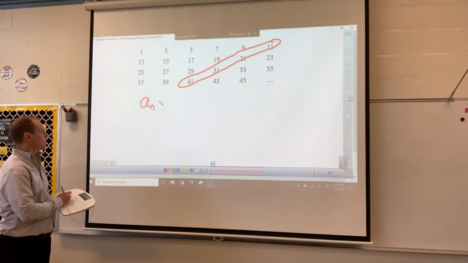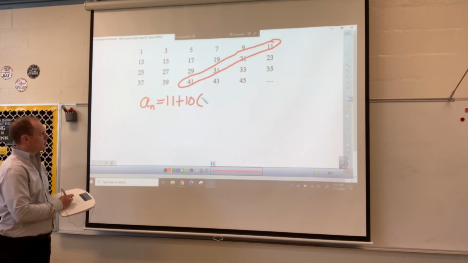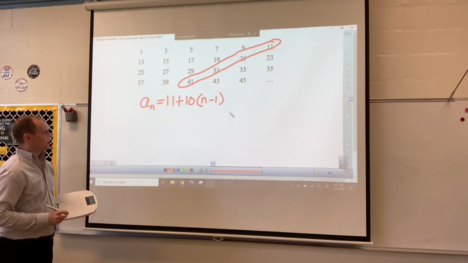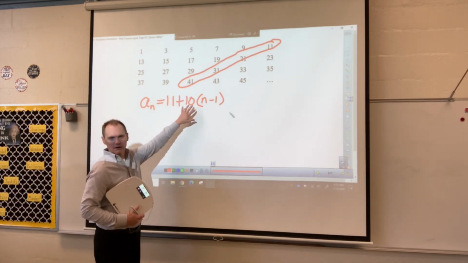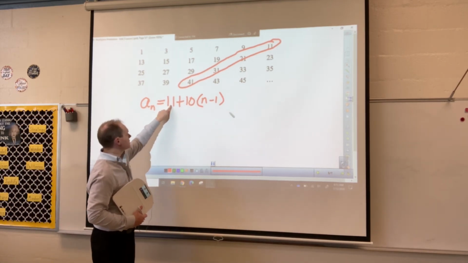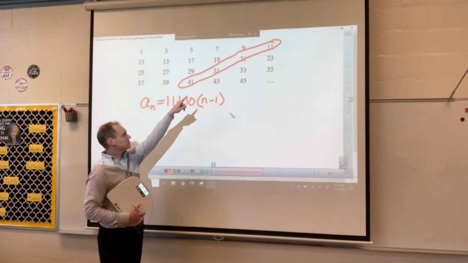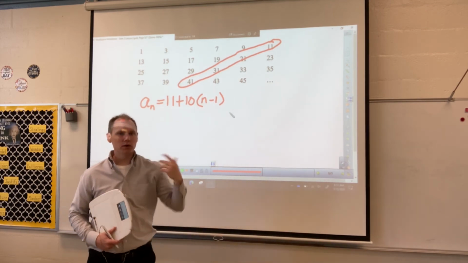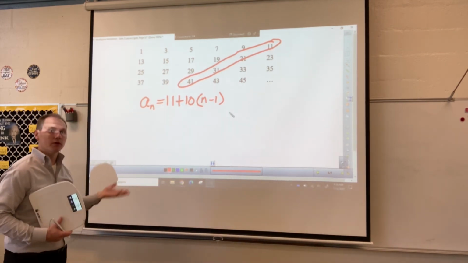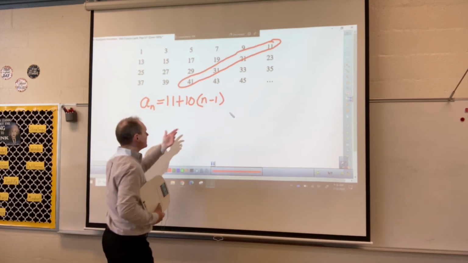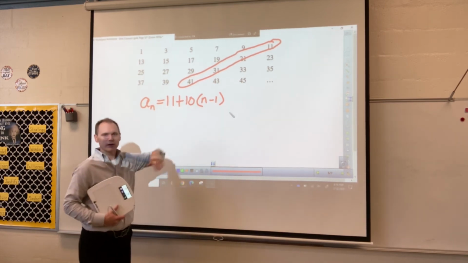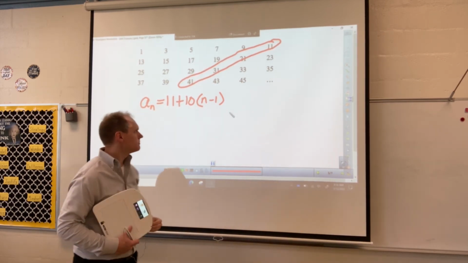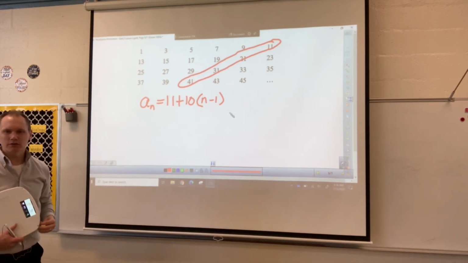A sub n equals 11 plus 10 times n minus 1. You're good with that? So yeah, this is the first term plus the common difference, so it's 11 plus 10 each time times n minus 1. So we could even think about what the millionth term in this sequence would be, right? It wouldn't be too bad, might need a calculator, but we could do that pretty quickly. All right, does anybody see a different pattern that you came up with?